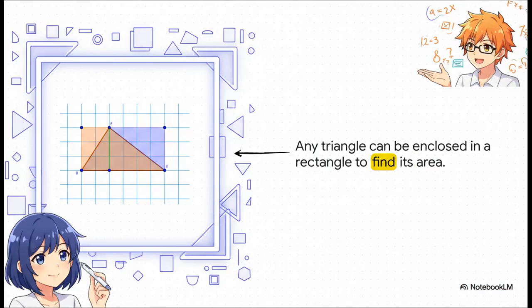But what if you have a more wonky triangle, one that isn't a perfect right angle? The same idea still works. If you draw a rectangle around it, you can see that the triangle takes up exactly half of that rectangle space. The other half is filled by those two smaller triangles on the sides. No matter how you slice it, a triangle is always half of its bounding rectangle. It always comes back to base times height.